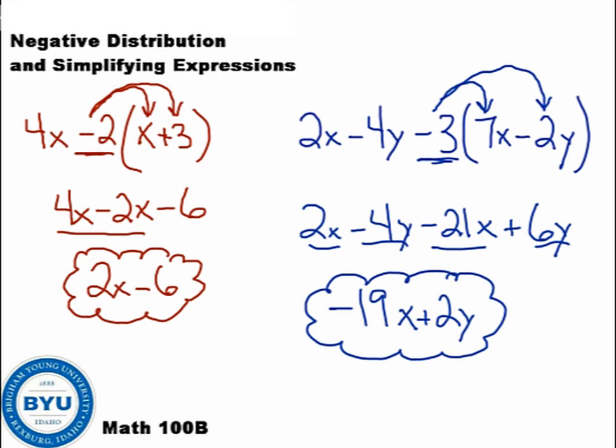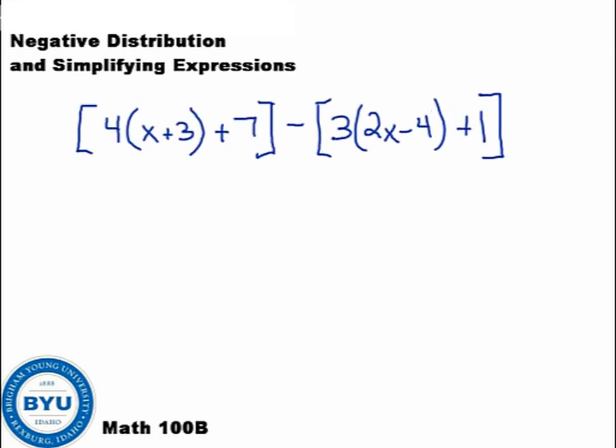Or actually, let me do an example of a hard one, and then we'll give you guys some additional tries as well. So take a look at this one. This one is quite brutal. It's got some additional grouping sets. Notice that we have parentheses, but we also have brackets.